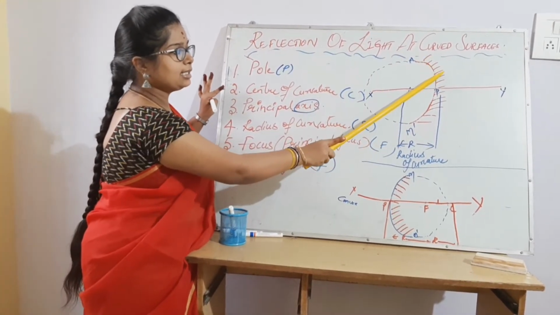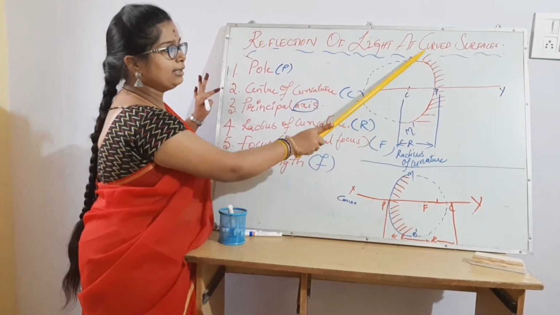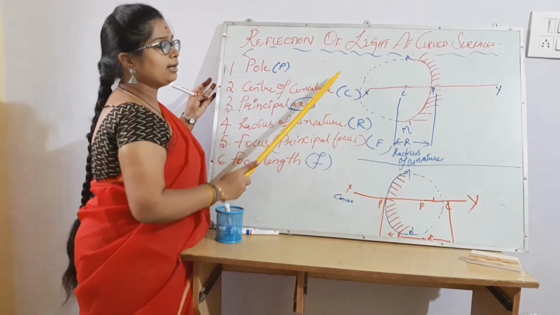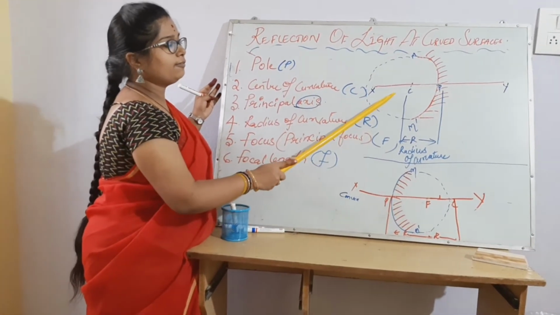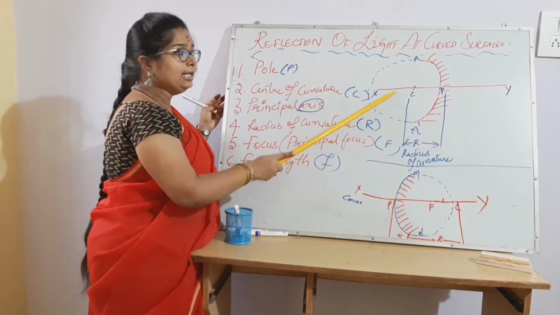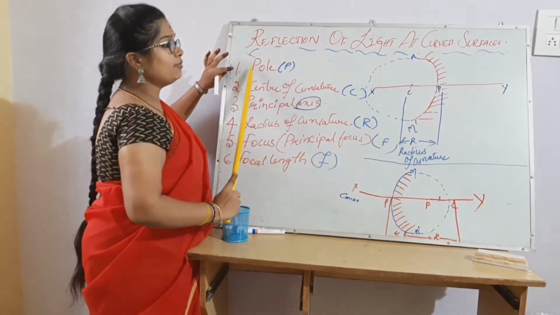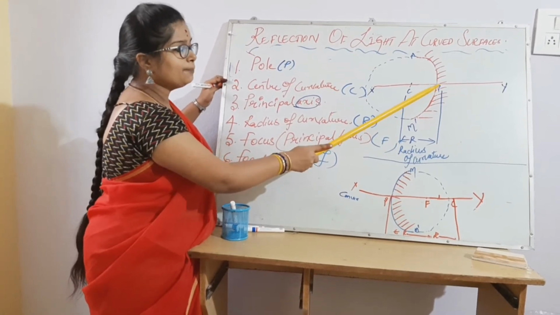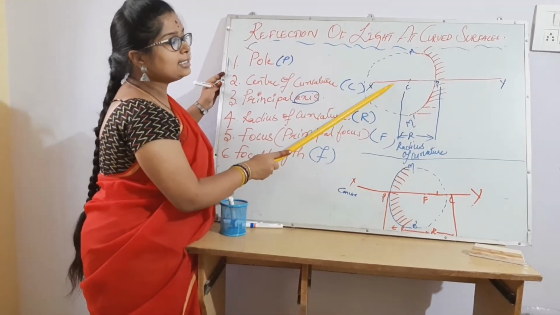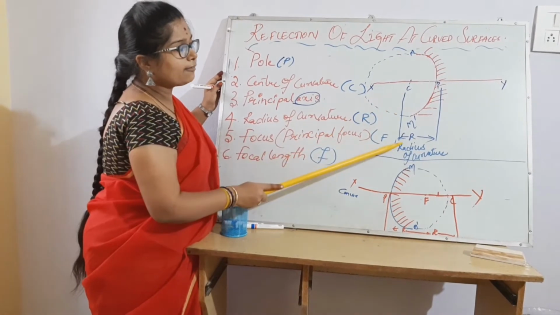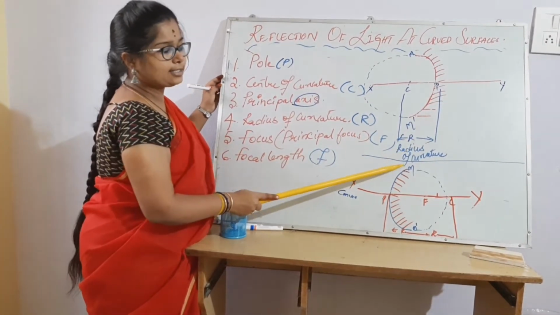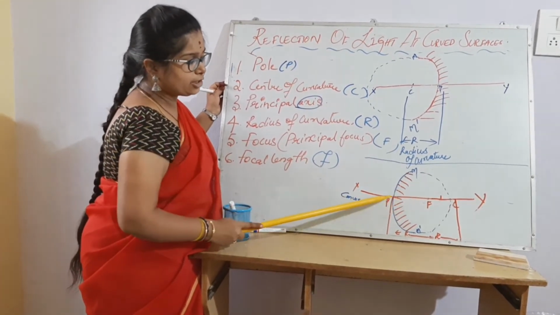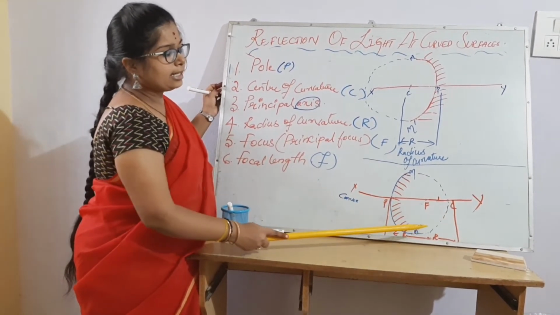The outside is oblique like this, and this is the center of curvature, which is taken. It is the center of the spherical mirror you have taken, and the pole is related to the mirror. The midpoint of the mirror is called the pole, and the distance between the center of curvature and the pole is the radius of curvature.